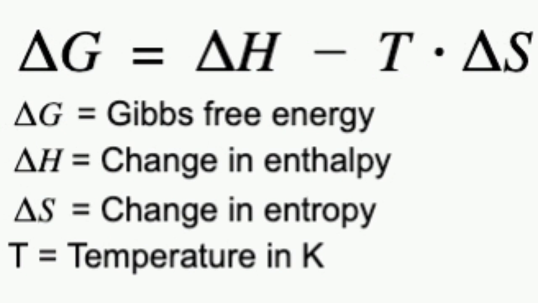The total change in entropy is equal to the change in entropy of the surrounding plus the change in entropy of the system. Change in entropy is change in S. Remember, entropy is S. And for a chemical change to occur spontaneously, the total change in entropy must be positive, as the total amount must increase.